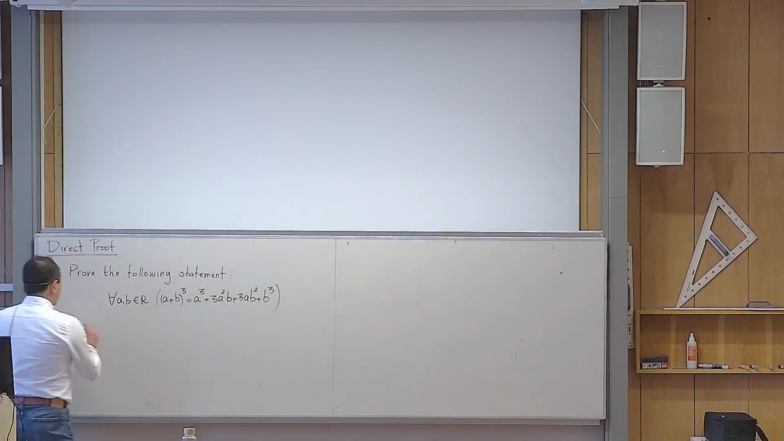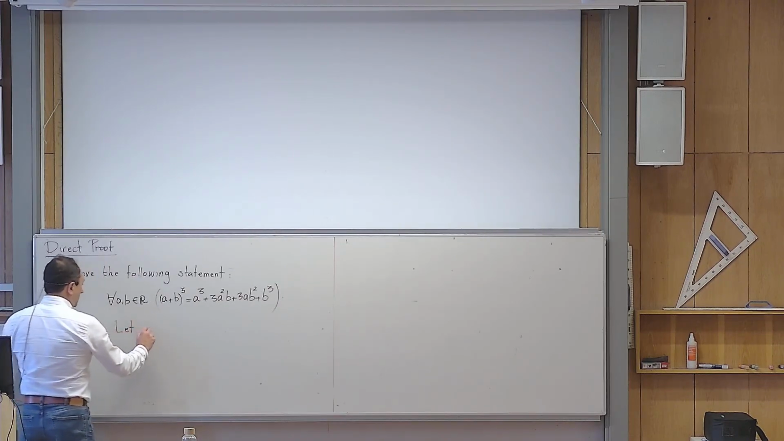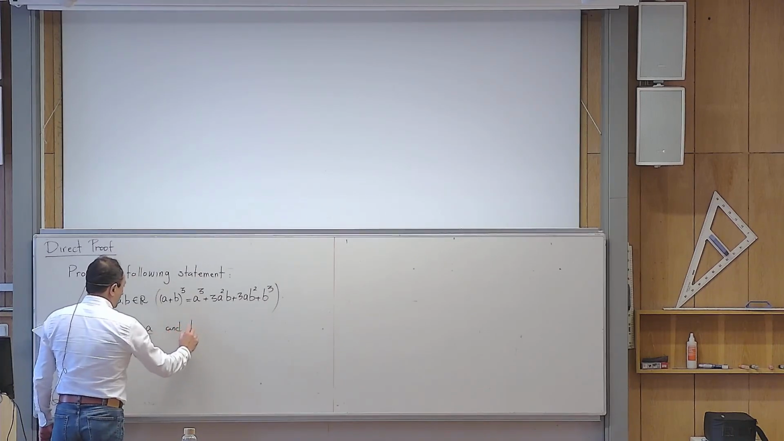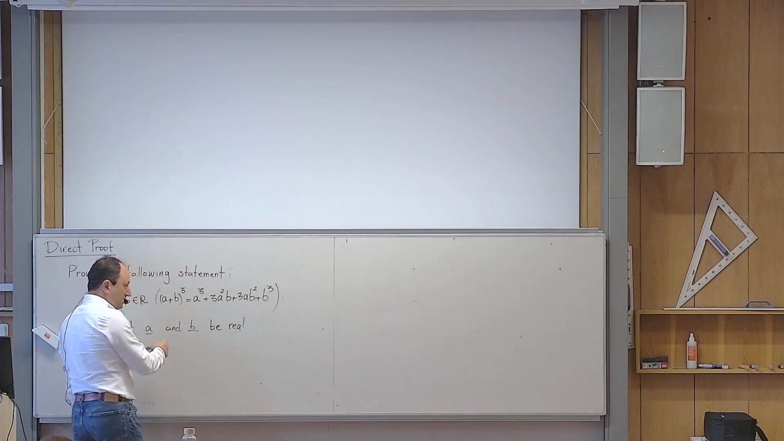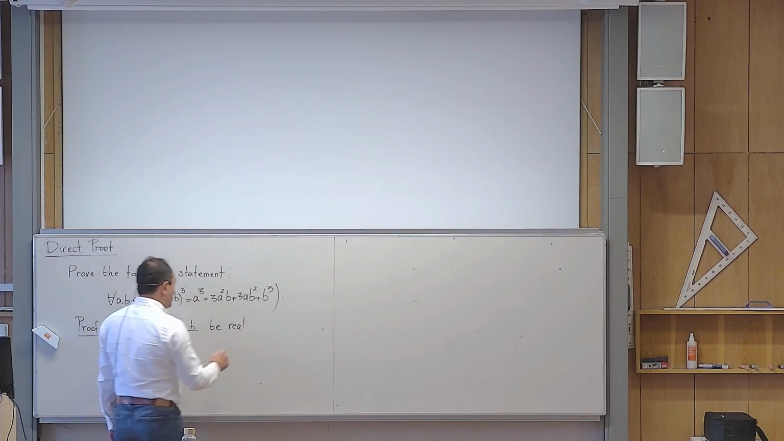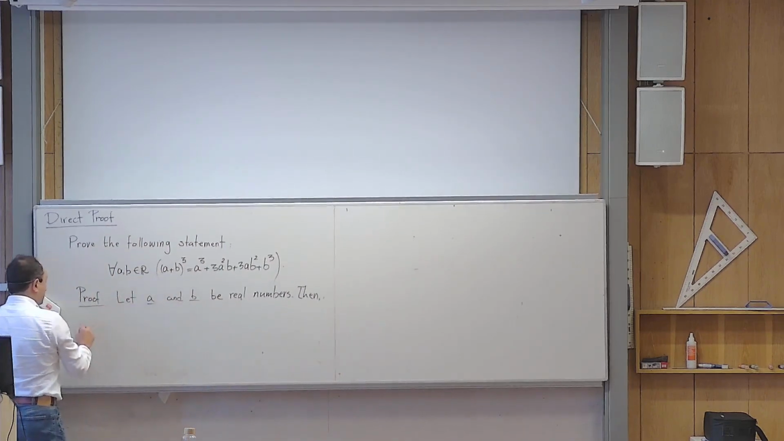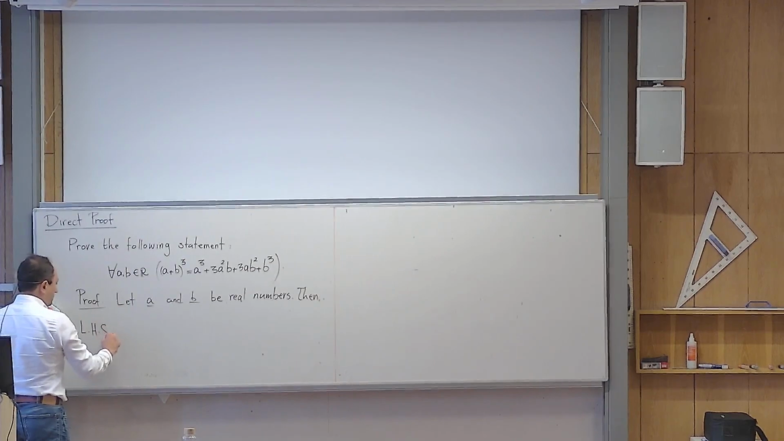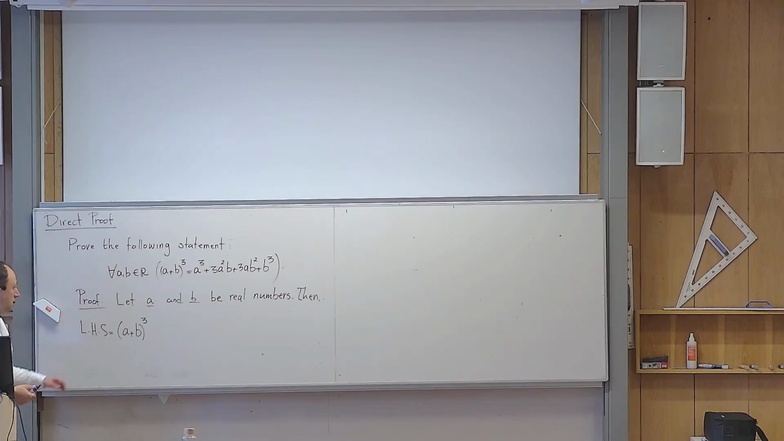If you want to write the proof formally, you say, okay, let a and b be real numbers. And don't hesitate to write words. We will discuss a little bit today about this. Let a and b be real numbers. Then, what can I write? I can write the left-hand side is equal to (a plus b) to the power of 3. Okay? And then I want to manipulate this algebraically so that I can reach the other side. Okay? It is up to you.